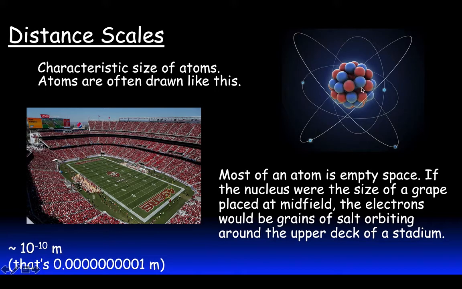The nucleus in this picture would have to be much, much smaller. To put it in context, if the nucleus of an atom were the size of a grape, then the electrons orbiting the nucleus would be little tiny grains of salt, or maybe even smaller, orbiting around the upper deck, way in the nosebleed at the top of the stadium. So that's kind of a scale for the typical size of an atom.